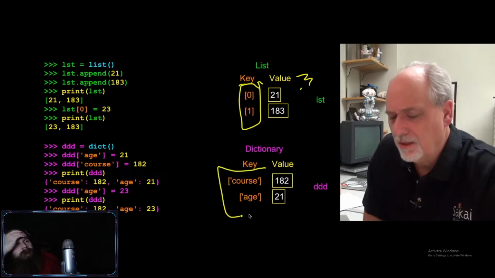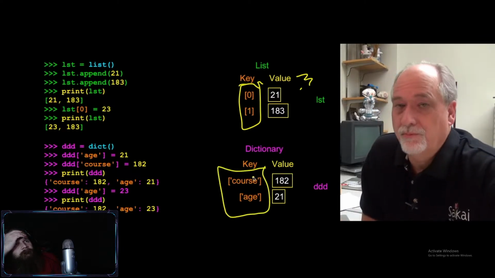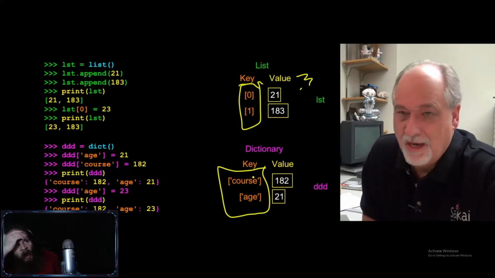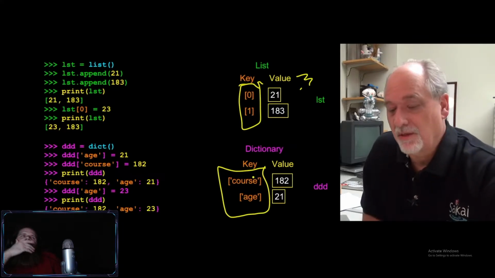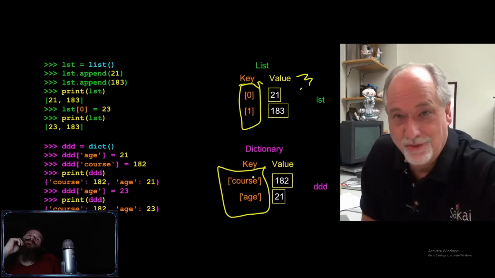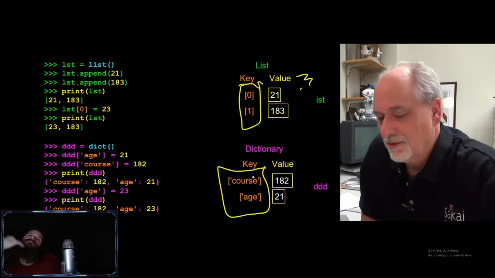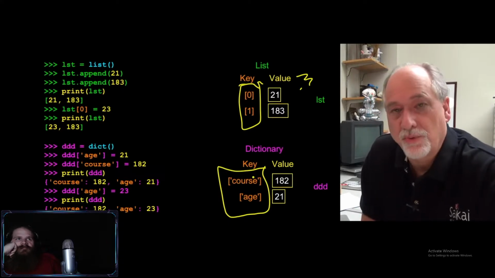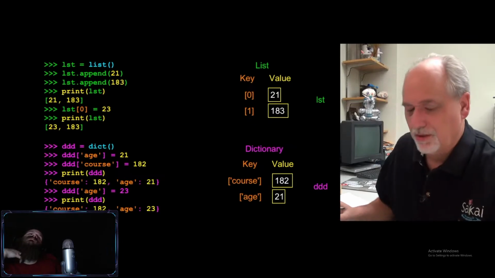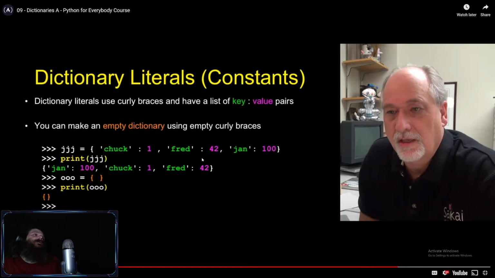And in dictionaries, the key is a string. You can actually use other things. I use strings a lot in this lecture, but that's just to keep things simple until you get good at it. You can actually use numbers as the dictionary keys if you want. But the values are things you put in and manage in those dictionaries. Just like list literals, dictionary literals, or constants, use curly braces and have a list of key-value pairs. You can make an empty dictionary using empty curly braces.